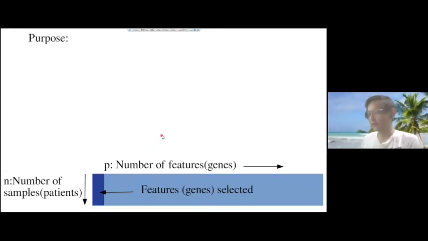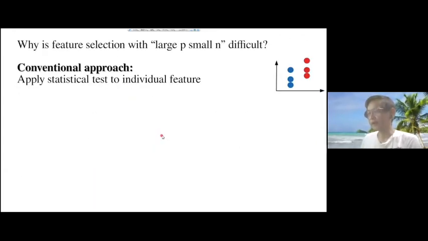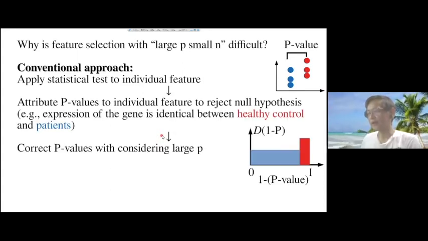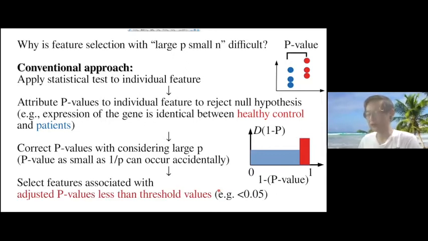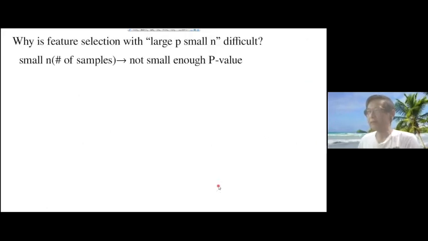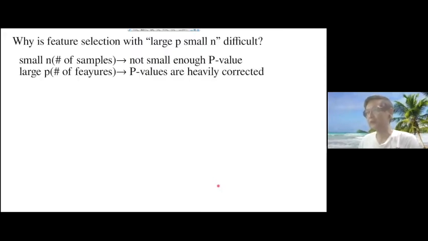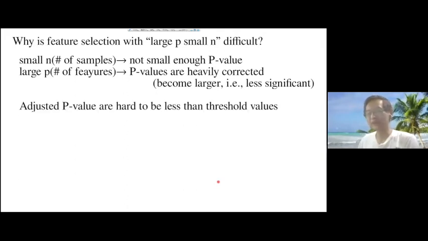Then features with small corrected p-values, less than some threshold, are selected. Typically this threshold is 0.05. But if the number of samples is small, we cannot get small enough p-values. On the other hand, since the number of features is large, p-values are heavily corrected, which means the p-values become larger, and this means less significant. So adjusted p-values are hard to get below the threshold.